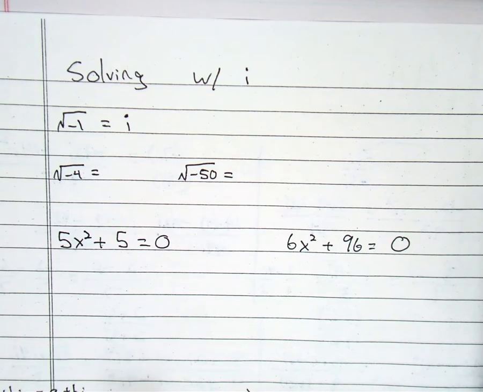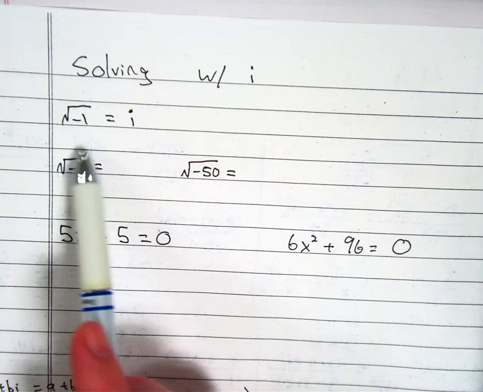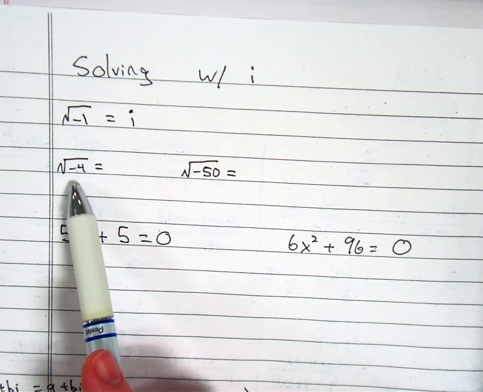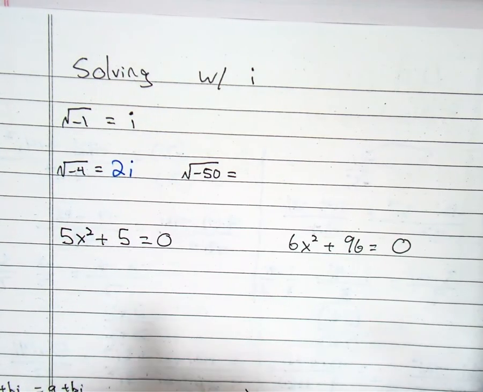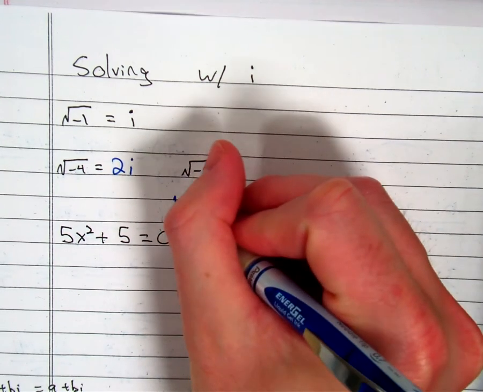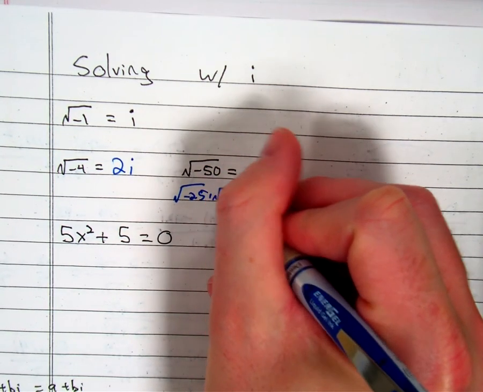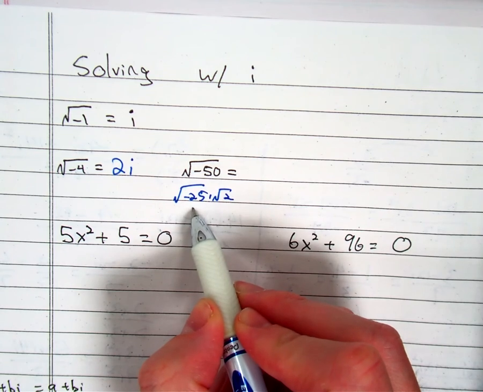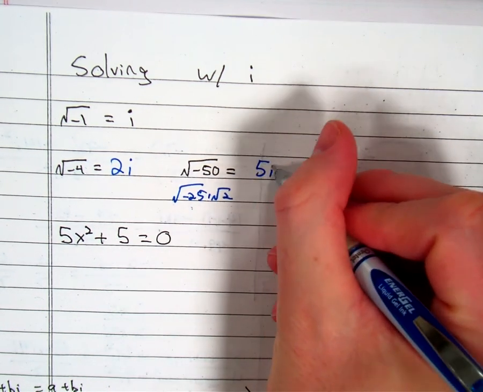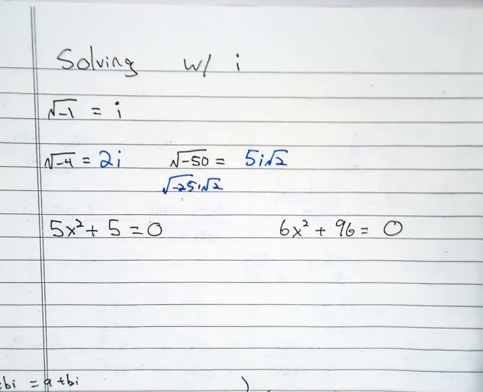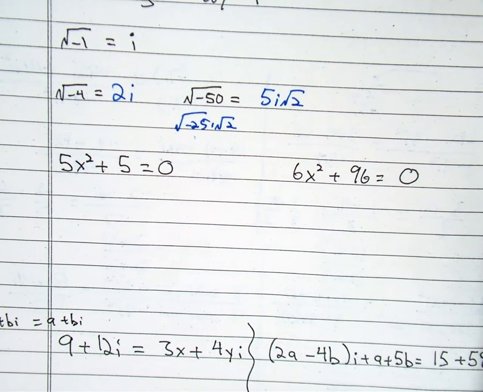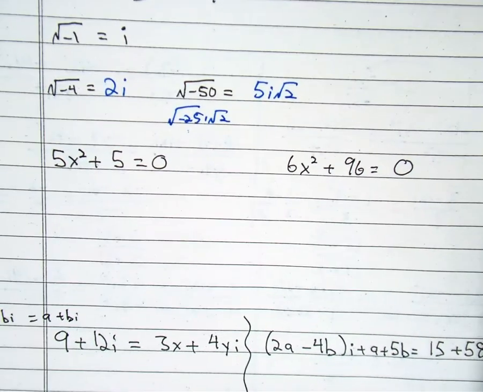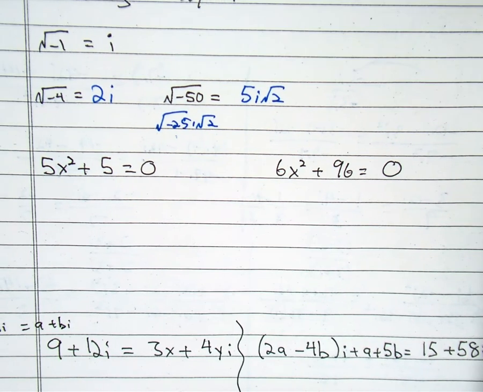Solving with i's. All right, so i comes from the square root of negative 1. We looked at this on day 1. The square root of negative 4: the square root of 4 would be 2, so the square root of negative 4 is 2i. Negative 50, we talked about this yesterday. We're going to break that apart into negative 25 and 2, and that would be 5i radical 2. This is about as far as it gets with the actual solving. It doesn't get too carried away because they know the i stuff is brand new to you.